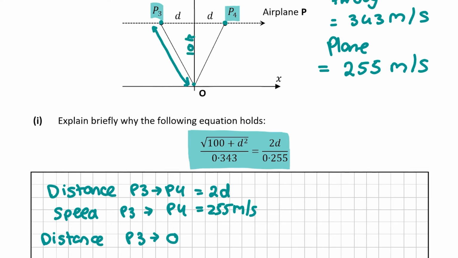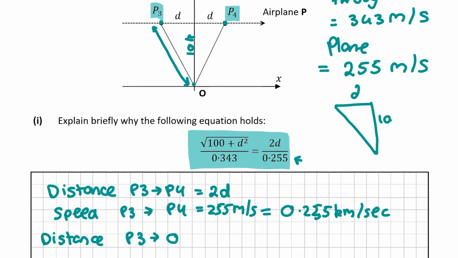I'm just going to change this from 255 meters per second to 0.255 kilometers per second, because I can see that they're using this in the question. So the distance from P3 to Oscar, okay, I'm going to use Pythagoras here. So we have d, 10, and this is the distance we're looking for. So that is, so question mark squared is equal to d squared plus 10 squared. So question mark is equal to square root of 100, which is 10 squared, plus d squared.